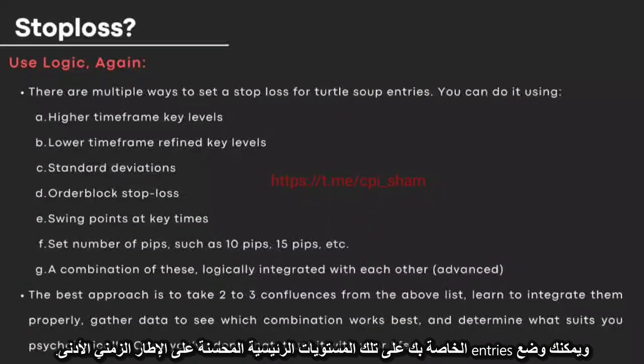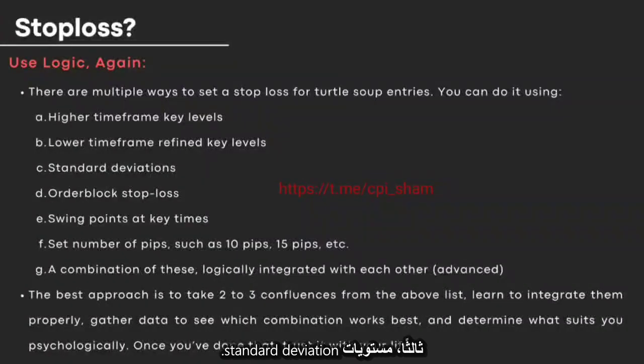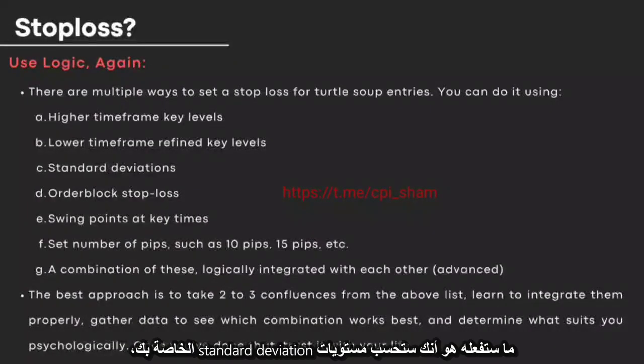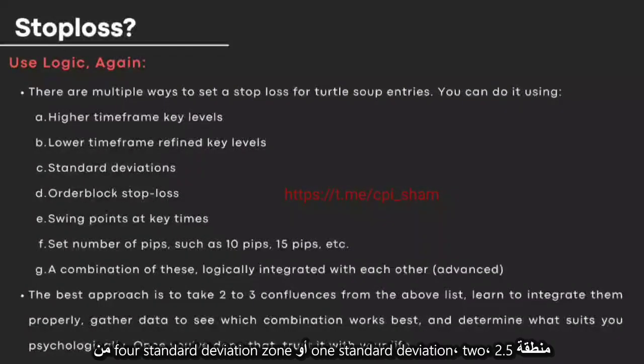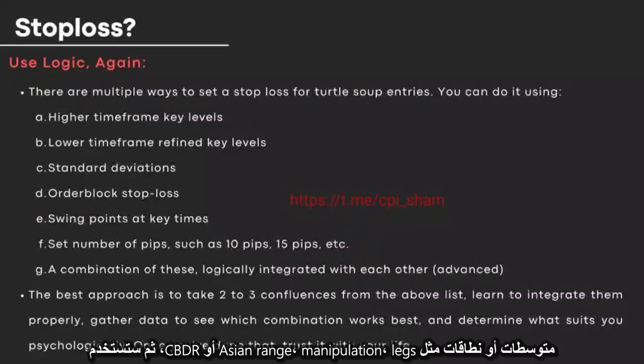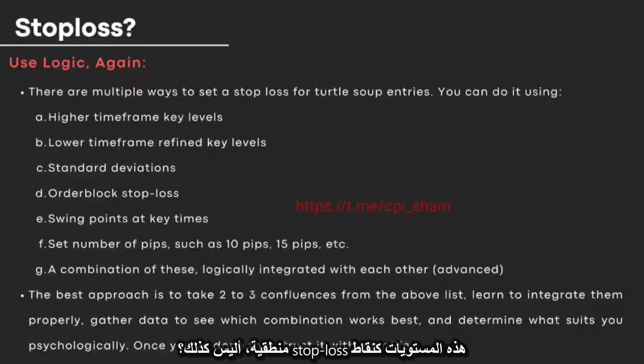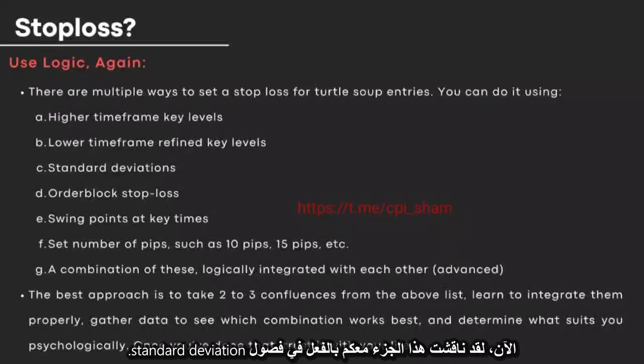Number three, standard deviation levels. What you're going to do is you're going to calculate your standard deviation levels, the one standard deviation zone, the 2.5, or the 4 standard deviation zone, from means or ranges like the Asian range, manipulation legs, or CBDR, and then you're going to use these levels as logical stop loss points. Right now, I've already discussed this part with you in the standard deviation chapter, so if you haven't watched that one, make sure to watch that chapter first, so you're going to know exactly what I'm talking about.